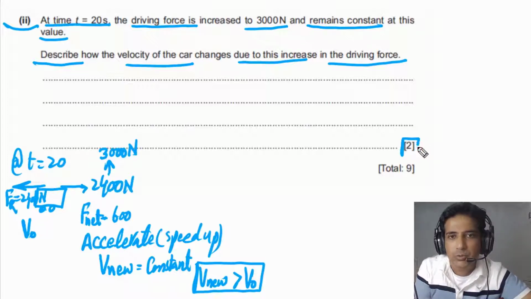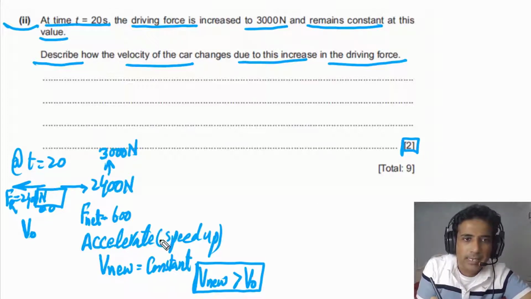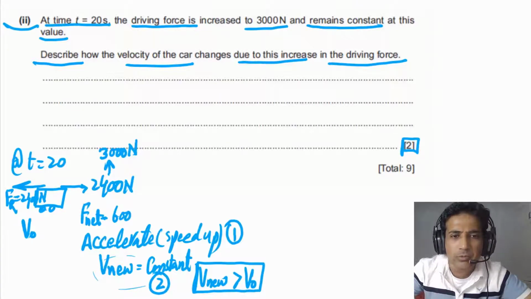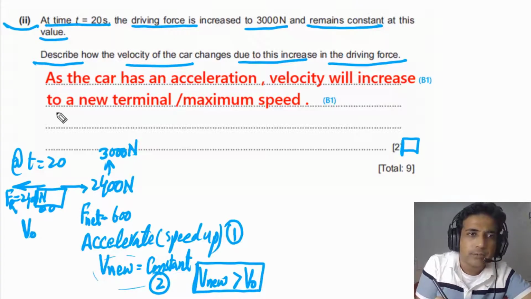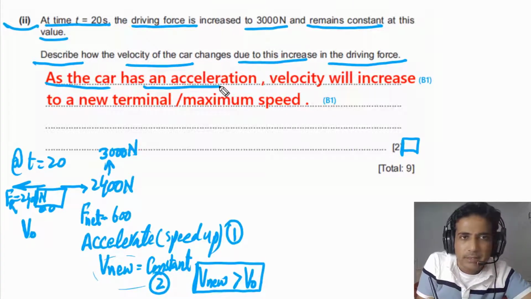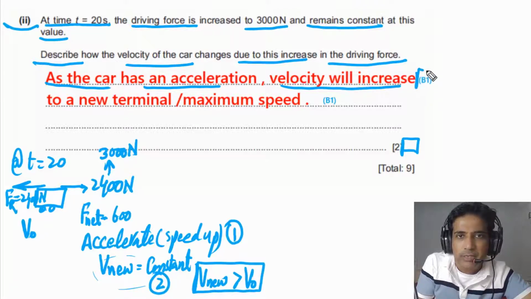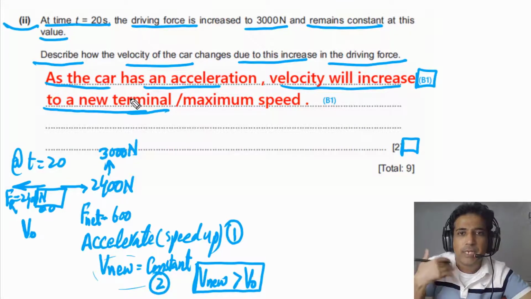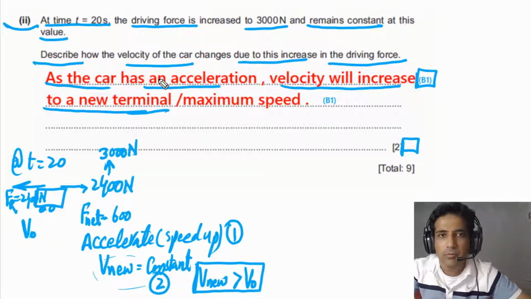This question has 2 marks. Simply you can say the car has acceleration, so the car will speed up, meaning the speed of the car will increase, and the car will reach a new maximum speed. So this will be 1 mark and this one will be another mark. This is how you can write down the answer. If you say as the car has an acceleration, velocity will increase, you will get 1 B mark, and the second B mark you will get if you say the car reaches a new maximum speed.